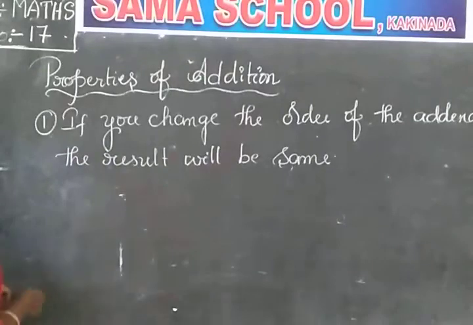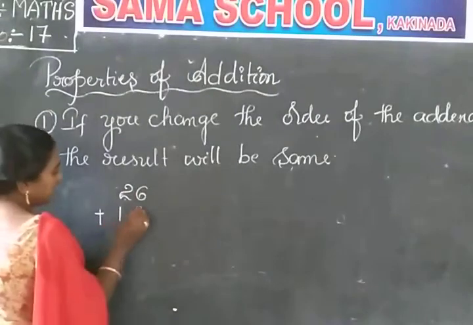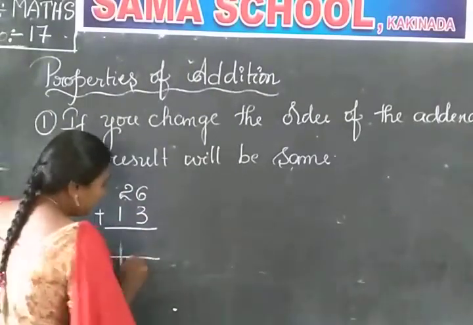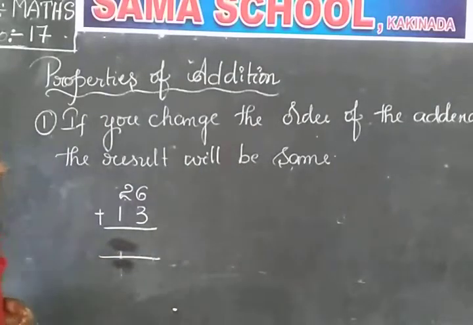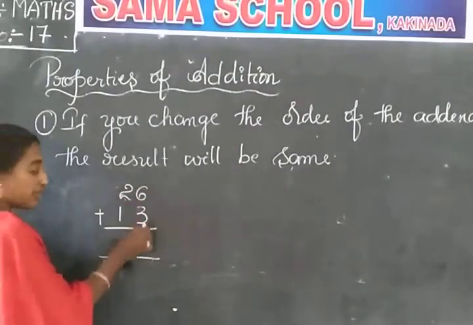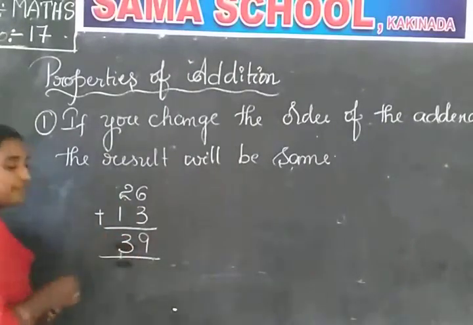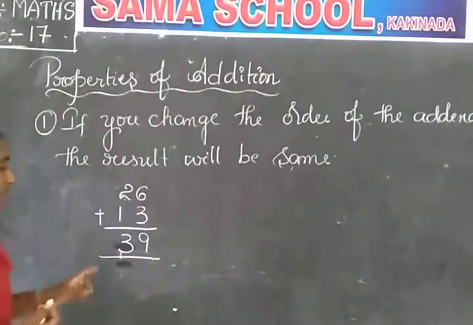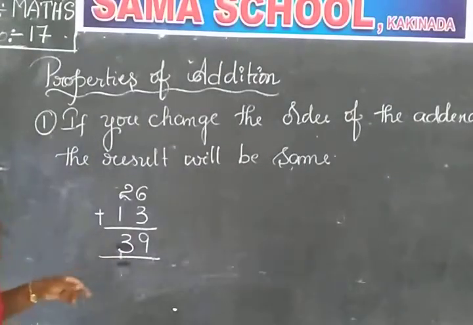So let us take another example. Shall we take two digit numbers? Yes. 26 plus 13. Find the answer. 26 plus 13. What is the answer here? 6 plus 3, how much? 9. 2 plus 1, 3. So what is the answer here? 39. This answer is known as sum or total.